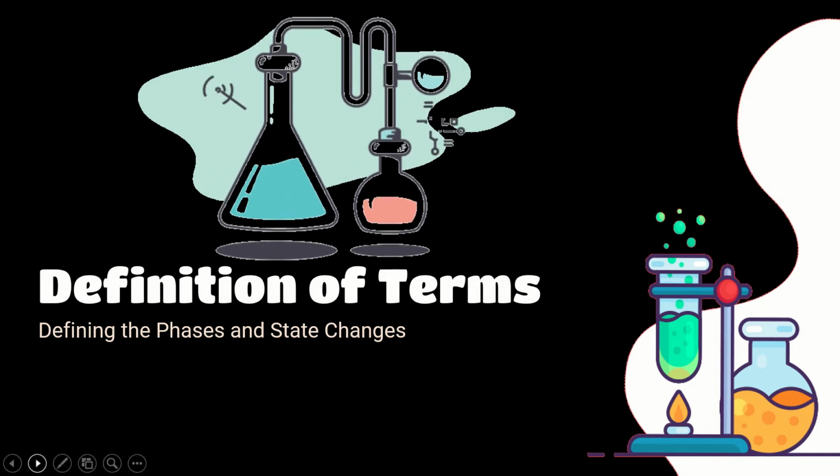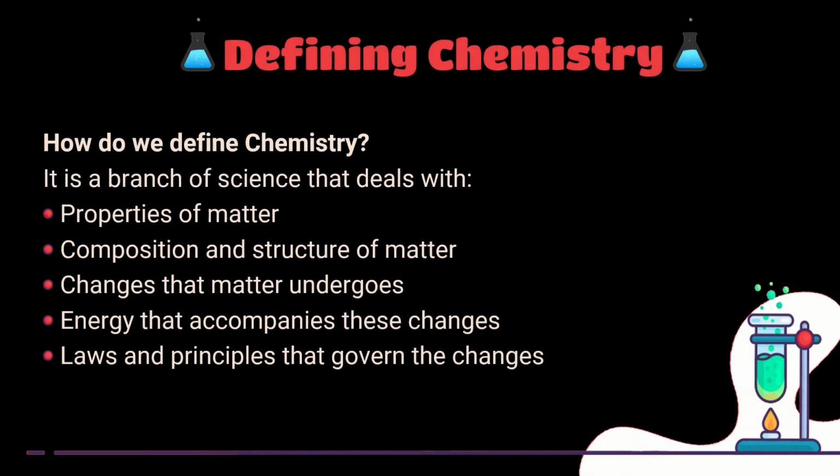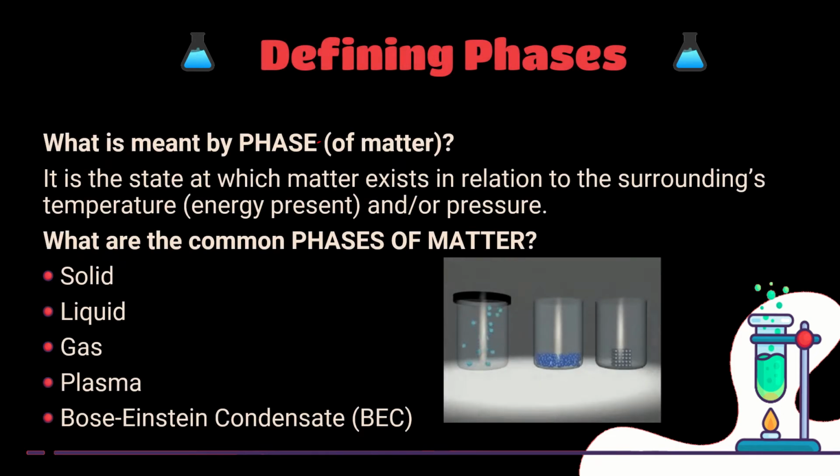Definition of terms, defining the phases and state changes. During our first module, we defined chemistry as the following. Now, the phases of matter still fall under the properties of matter. So defining phases, what do we mean by phase of matter? When we say phase or the state of matter, this is the state at which matter exists in relation to the surrounding temperature or the energy present in the substance or object and/or pressure. So actually, the phase of matter is determined by the external forces to which the matter is exposed.